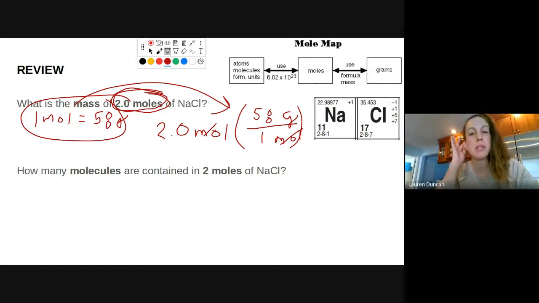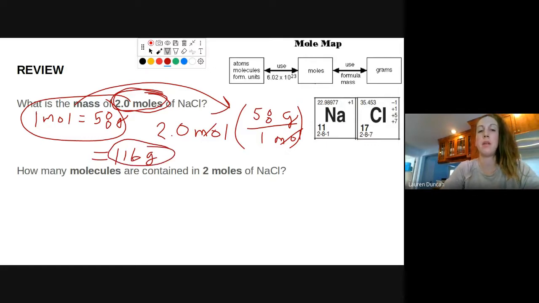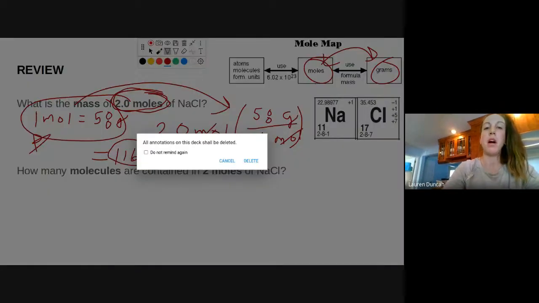This setup, 2.0 parenthesis 58 over 1, when plugged into a calculator, basically forces multiplication. Either way you do it, a setup like this, or straight up multiply 2 times 58. The approximate mass of 2 moles of NaCl molecules is 116 grams. Okay, so anytime you go between these 2, moles and grams, when you convert between them, you need the gram formula mass, which gives you the mass of 1 mole of particles of that substance. All right, so we learned that last week.